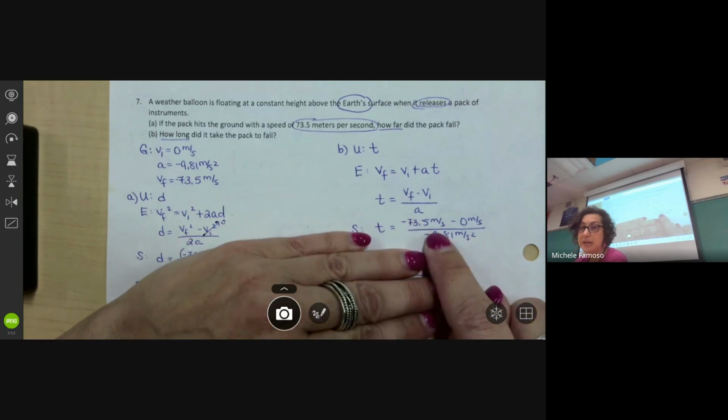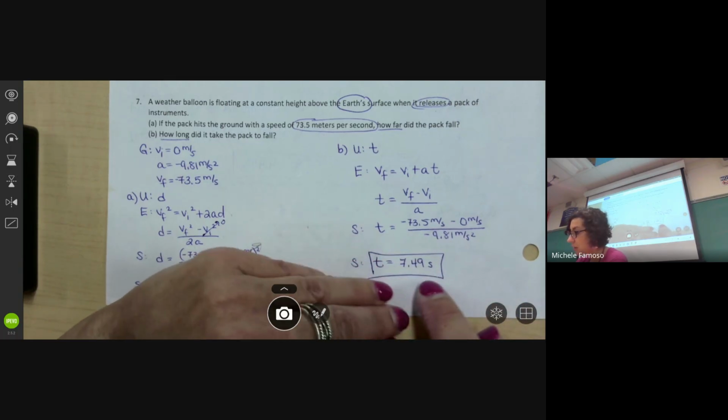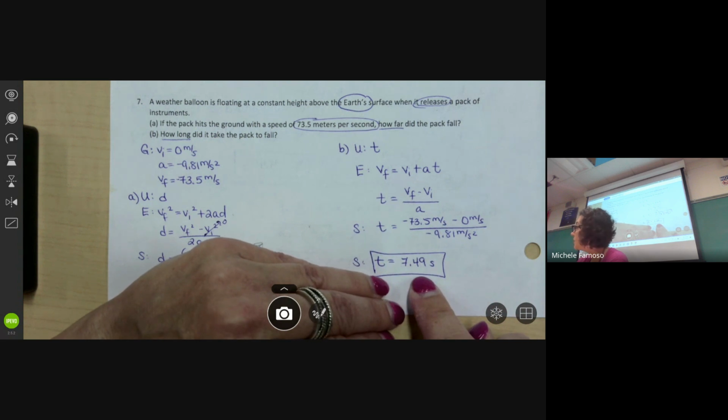If I move that around for T, you get VF minus VI over A. So the VF is negative 73.5 meters per second. The VI is going to drop out, and your A is negative 9.81 meters per second squared. So the numerator gives you negative 73.5, the denominator is negative 9.81. You divide those two numbers, and 3 sig figs gives you 7.49 seconds. Okay. You're welcome. Anything else?